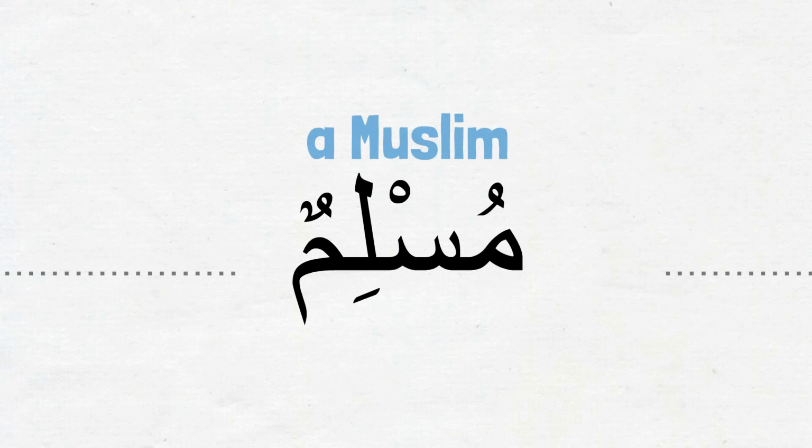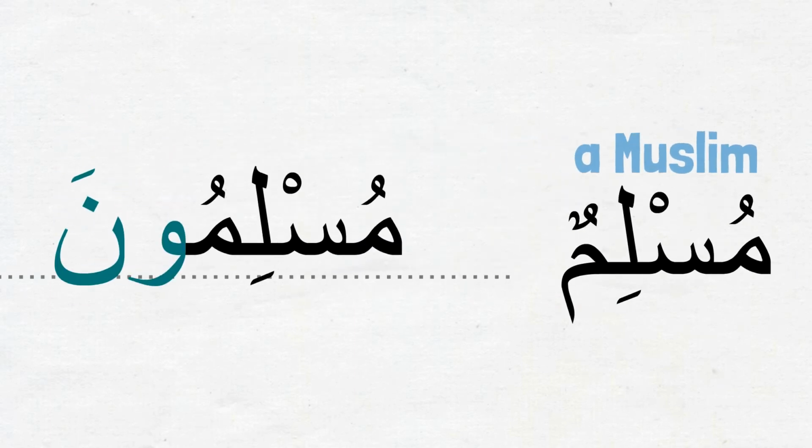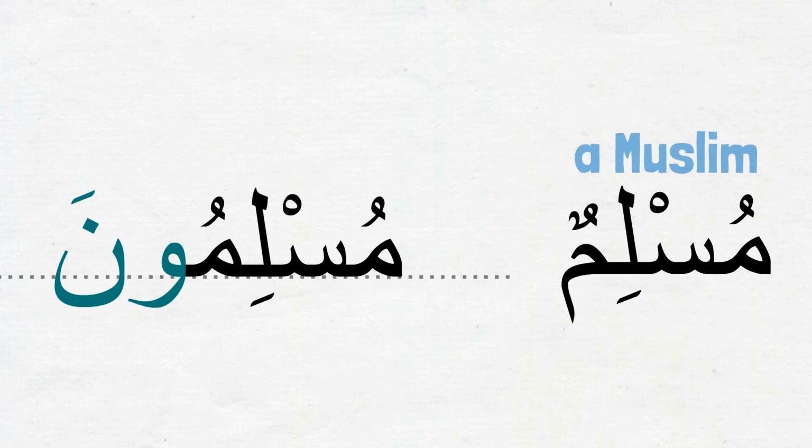The next word, muslimun, has jam'ul mudhakkar salim. So we add una to the end to form plural version. So muslimuna means Muslims.